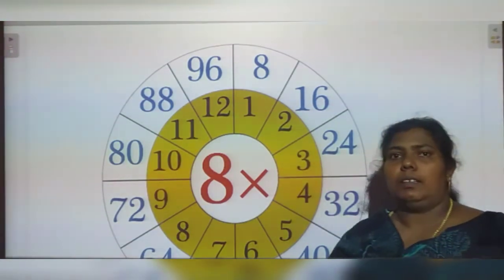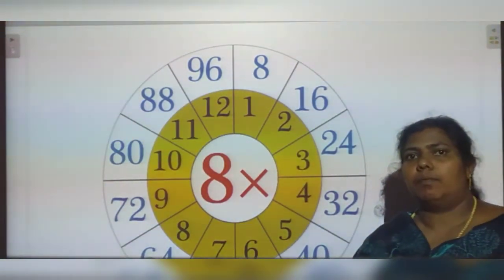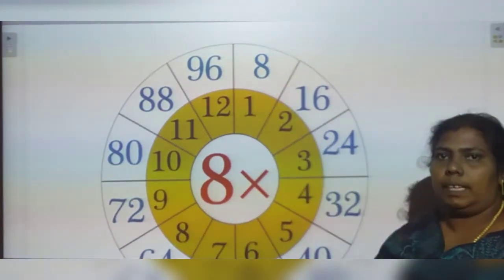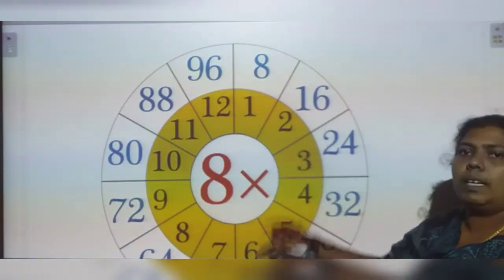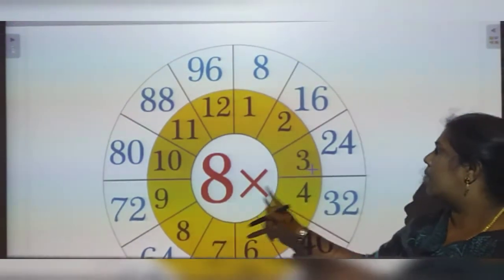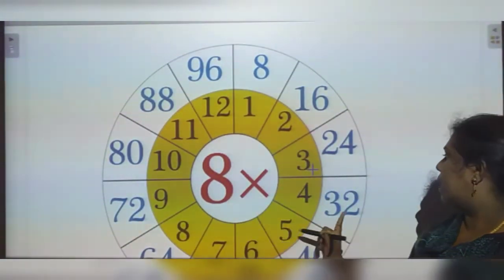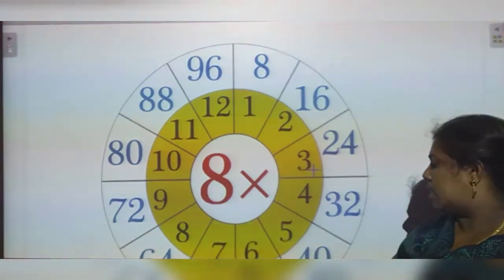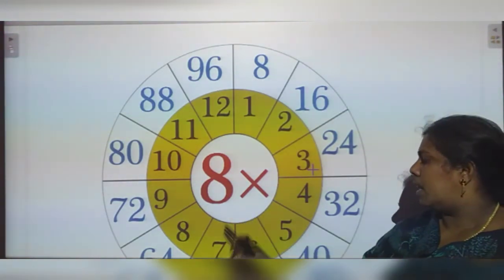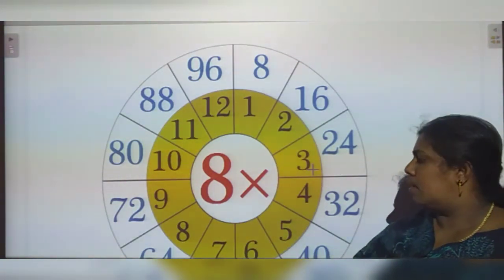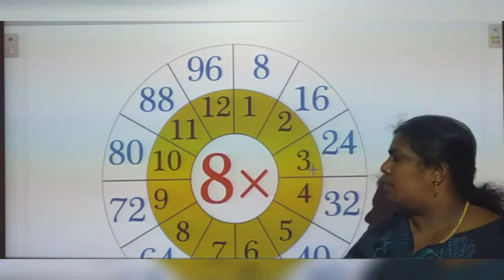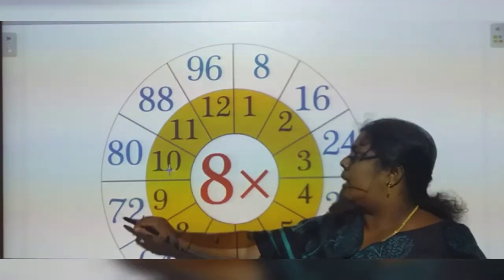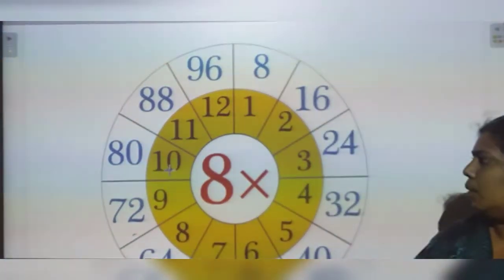Now we are going to learn the 8th table. Understand? Which table? 8th table. See here, 1 times 8 is how much? 8. Then 2 times 8 is how much? 16. Then 3 times 8 is 24. 4 times 8 is 32. Then 5 times 8 is 40. 6 times 8 is 48. 7 times 8 is how much? 56. Then 8 times 8 is 64. 9 times 8 is 72. Then 10 times 8 is 80. Till here is enough. Okay. Till 10 you should learn.